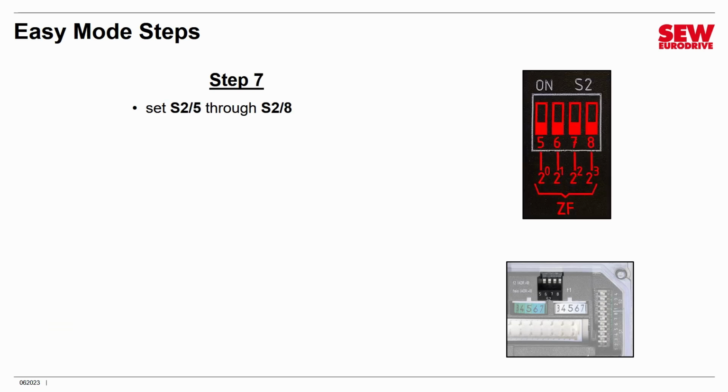And then finally, we have a third bank of switches. This is actually an extension of the S2 switches, even though they're in another location. There are 4 more positions here. And what this does, it modifies the standard behavior of the MOVIMOT.